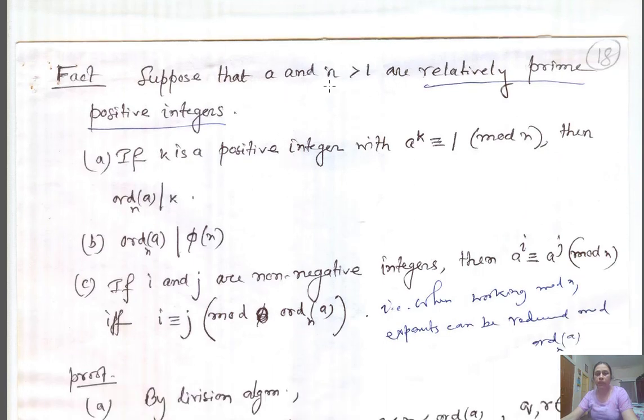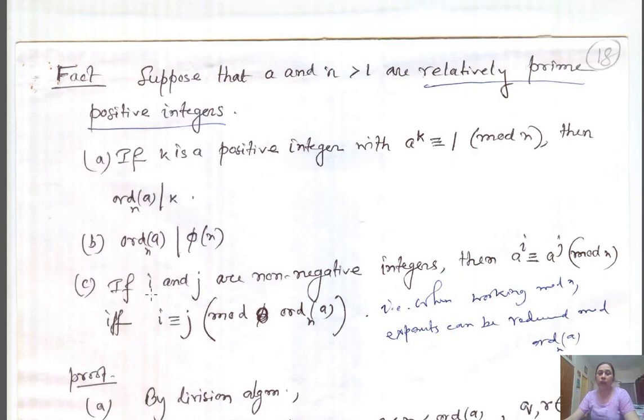Suppose a and n are relatively prime positive integers, and suppose k is a positive integer such that a to the power k is 1 modulo n. Then order of a modulo n must divide k. Order of a modulo n is a divisor, is a factor of k. Okay, and in particular order of a modulo n is a factor of phi n.